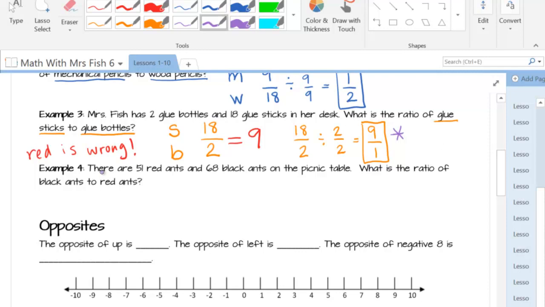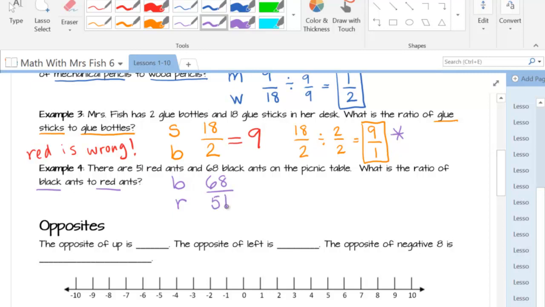Example 4. Let's see. We'll go with purple. There are 51 red ants and 68 black ants on the picnic table. What is the ratio of black ants to red ants? Black to red. Black is 68. Red is 51.